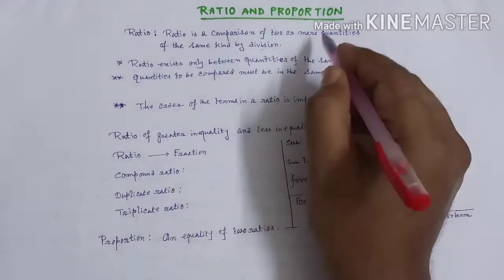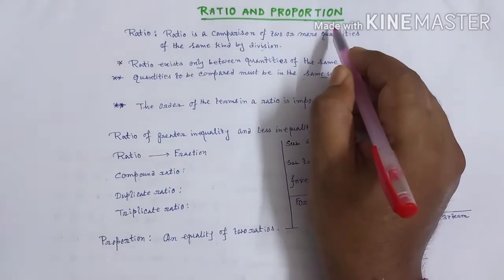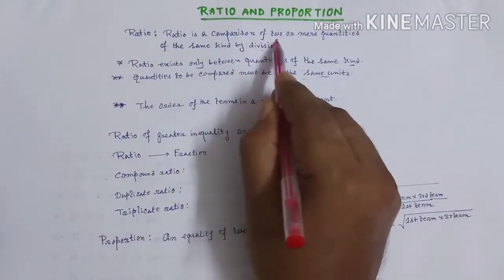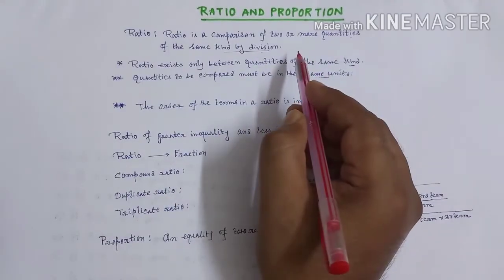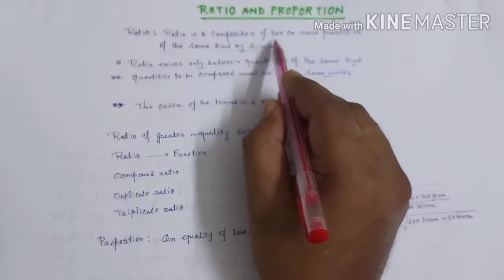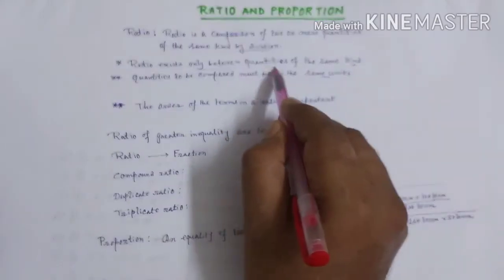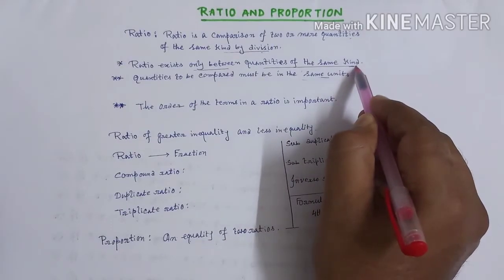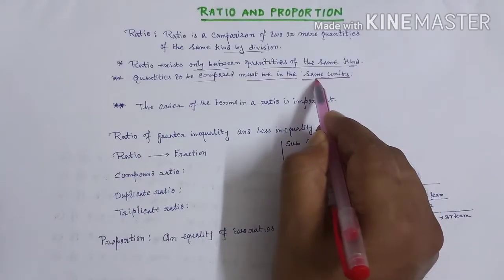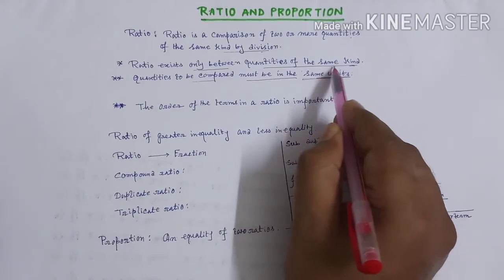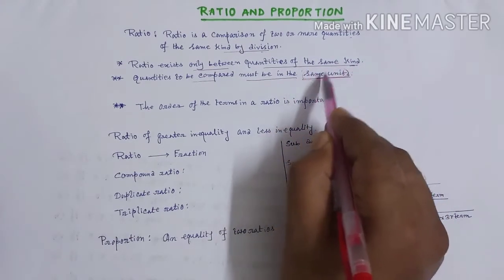Today our topic is ratio and proportion. So now what is ratio? According to the definition, ratio is a comparison of two or more quantities of the same kind by division. From this definition we can deduce that ratio exists only between quantities of the same kind, and quantities to be compared must be in the same unit. So unless the quantities are of the same kind and in the same unit, we cannot make a ratio.